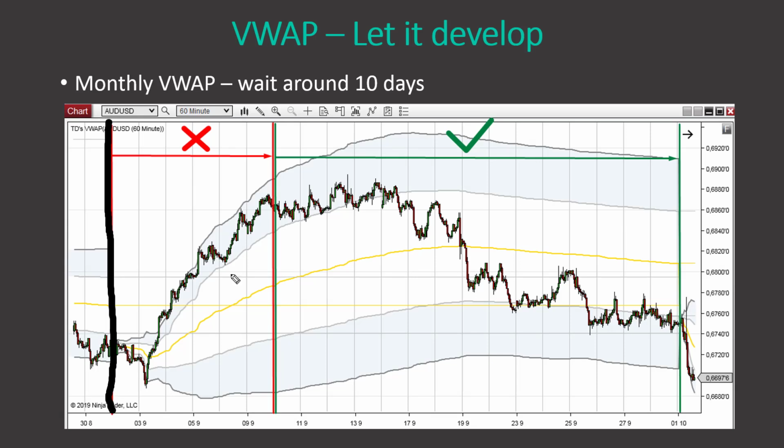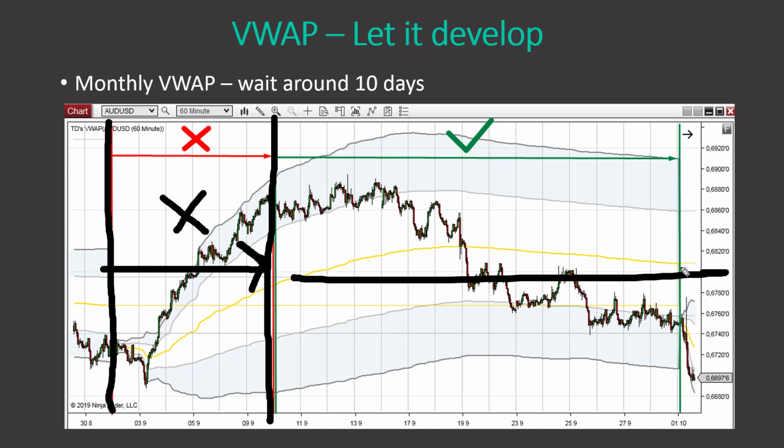Monthly, in here I recommend waiting the first 10 days of the month. So this period, don't trade with VWAP in here. You need to wait until it collects enough data. Then the rest of the month is okay.